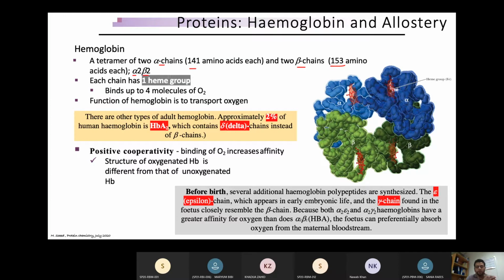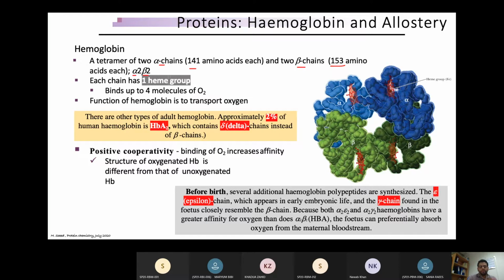It's not the only type of hemoglobin which is present in the body. There are other types of hemoglobin. For example, other types of adult hemoglobins include HbA2 hemoglobin, which is an adult hemoglobin. That means it is present in a fully grown organism. And what is different? It contains a delta subchain instead of a beta subchain.